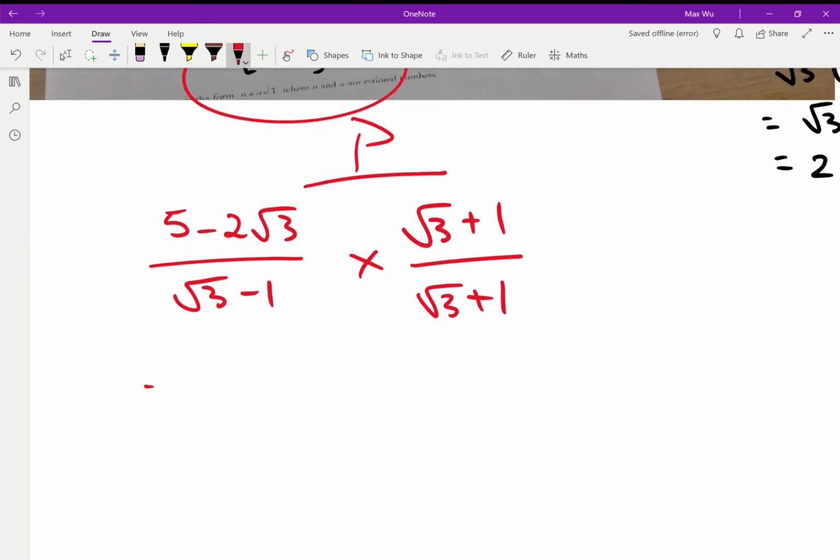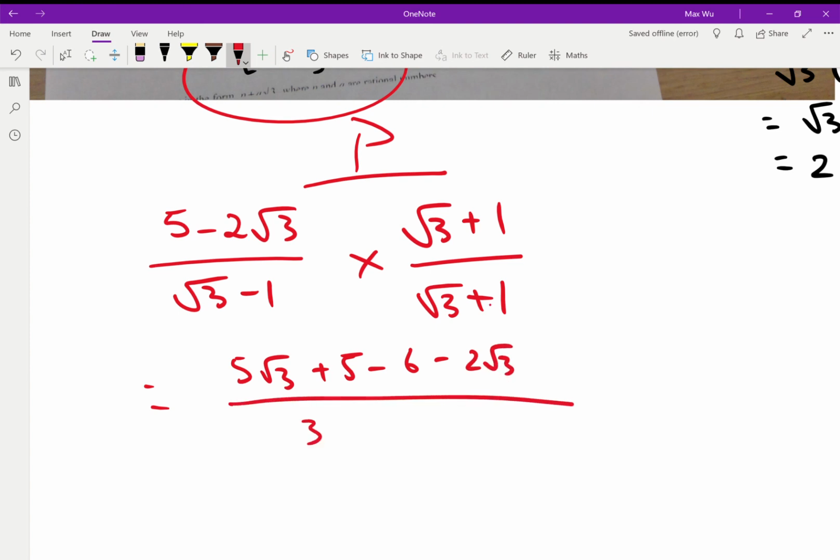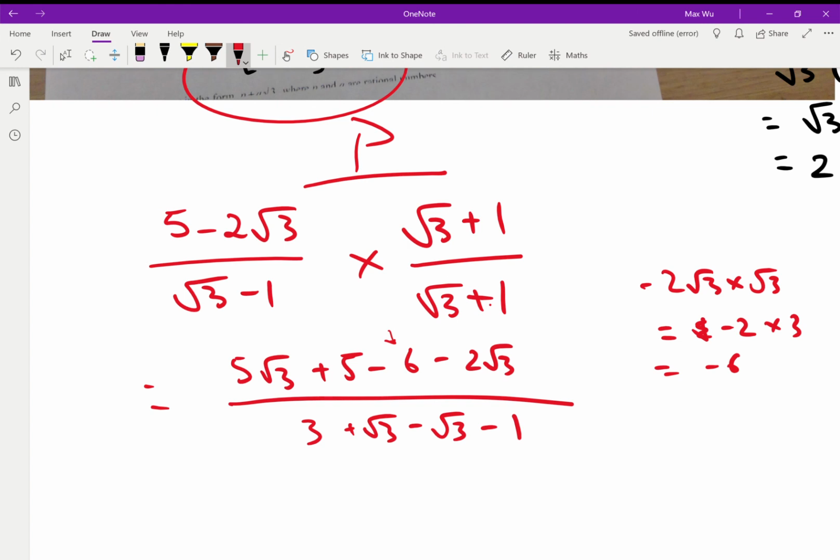And what do we get? We get 5 square root 3 plus 5 minus 2 times square root 3, so minus 6, and I'll explain that in a bit. 2 square root 3 over square root 3 times square root 3 is 3. Negative 1 times square root 3 is negative square root 3, and negative 1 times 1 is minus 1. And how did I get 6 here? It would be negative 2 square root 3 times square root 3, which would become negative 2 times 3, which is negative 6. So that's how I got here.